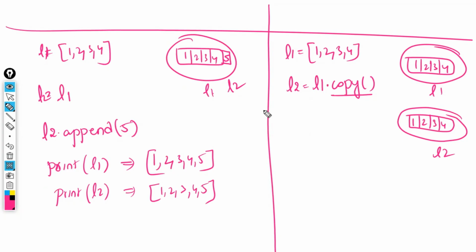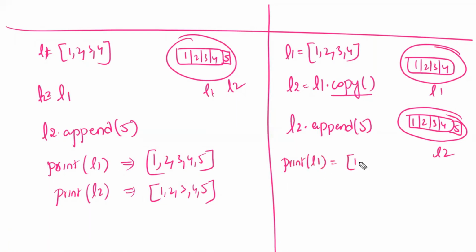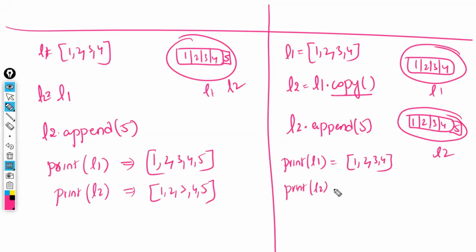Now what I'm going to do: L2 dot append of 5. For L2, I'm going to append. Will it impact L1? Now print L1. What is print L1? 1, 2, 3, 4 as it is. Now print L2. 1, 2, 3, 4, 5.